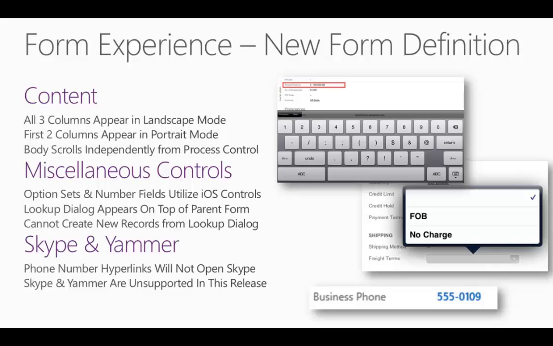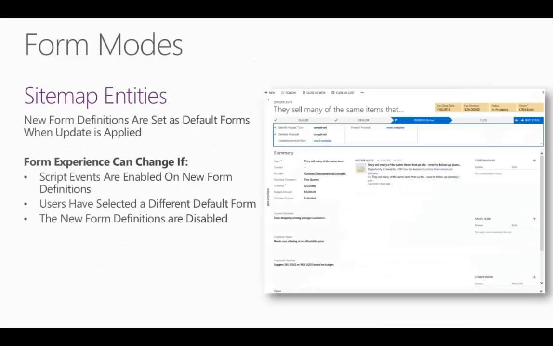Similarly, Yammer is also currently unsupported in the iPad experience. As a result, the Yammer tab will not appear in the collaboration control from within records or from the What's New page. Instead, only system posts will be available.